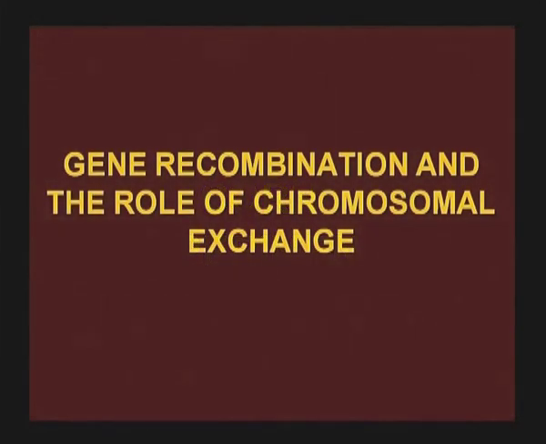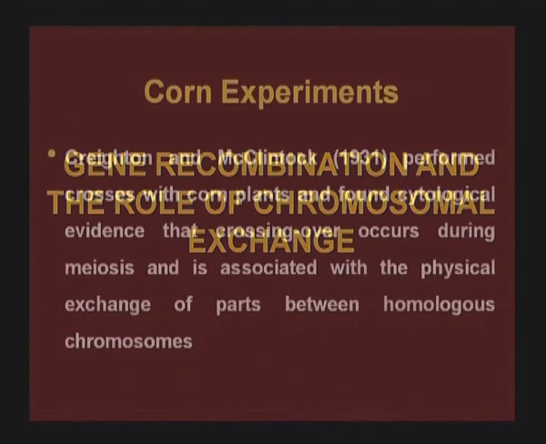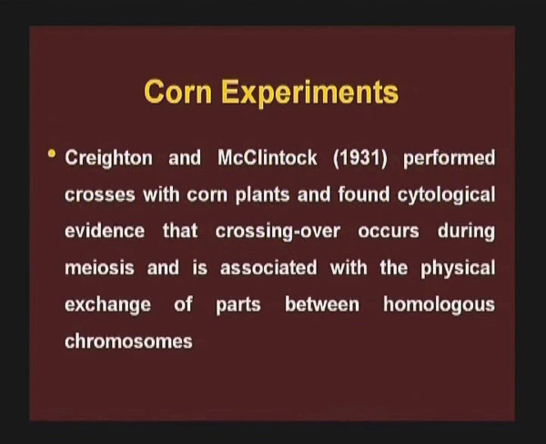The gene recombination and the role of chromosomal exchange has also been explained in a corn experiment that Creighton and McClintock in 1931 performed, crossing corn plants and finding cytological evidence that crossing over occurs during meiosis and is associated with the physical exchange of parts between homologous chromosomes.